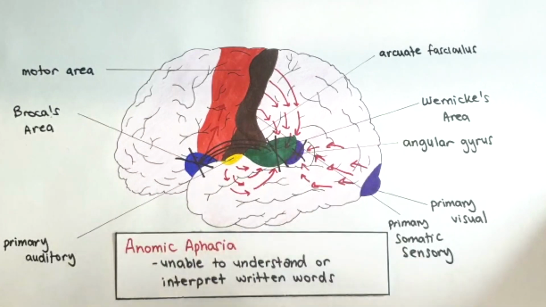Now, if there is a lesion in the angular gyrus, the patient will not be able to understand or interpret words that are written, but the pathway in repeating heard words or feeling sensations, so responding to a sensation of feeling, they will remain intact.